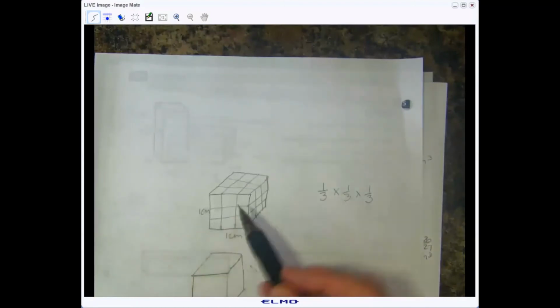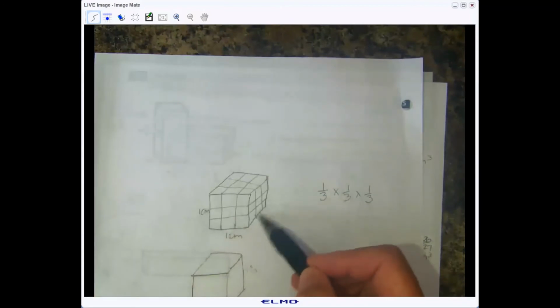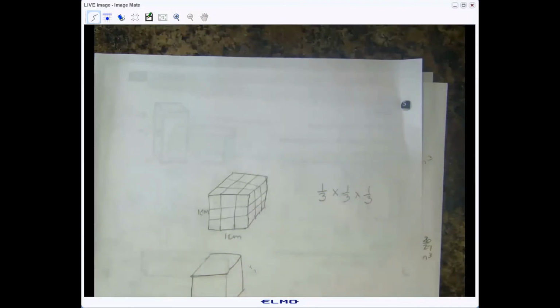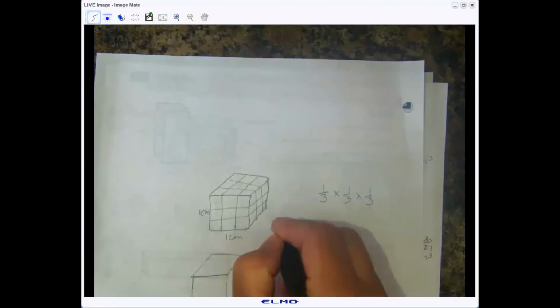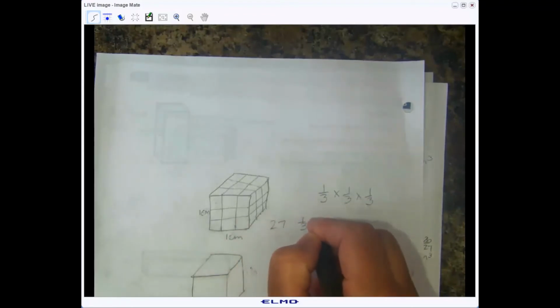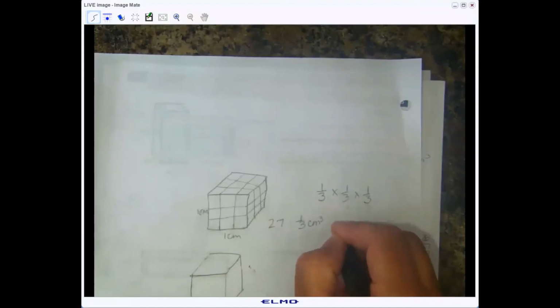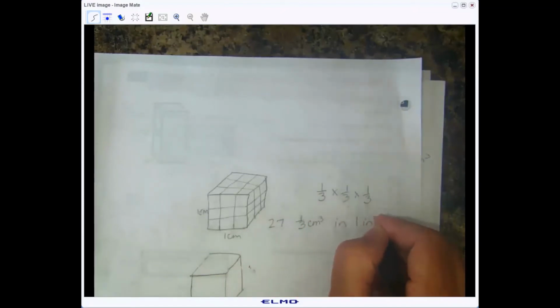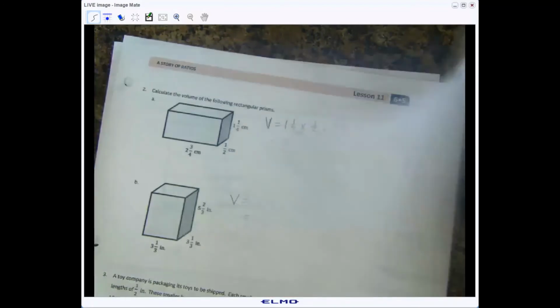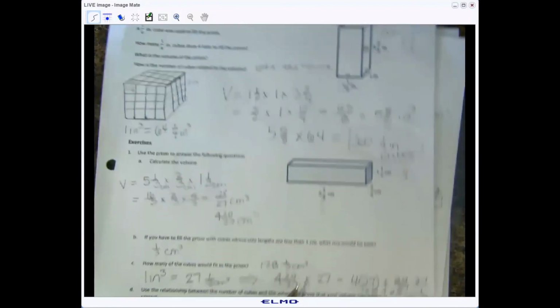So I have a row of 3, and then I have 3 rows of 3. So that bottom layer is 9, and that means I have 1, 2, 3 layers of 9 1/3 by 1/3 by 1/3 cubes. So there are 27 1/3 cubic centimeters in 1 cubic inch. Okay, there's 27 of them. 3 rows of 9 is 27. So that's helpful to know.